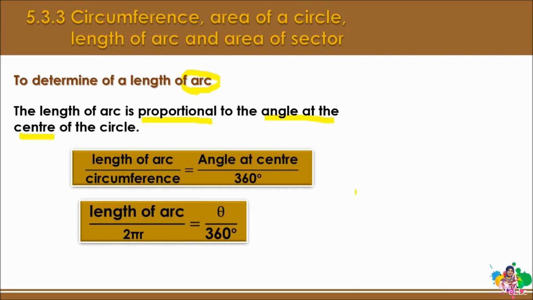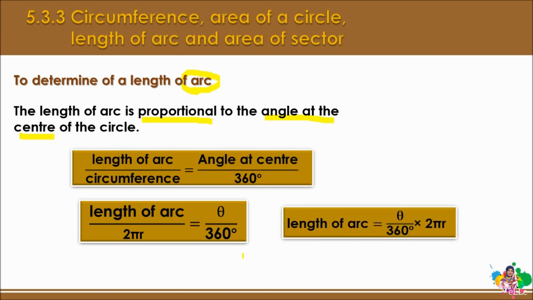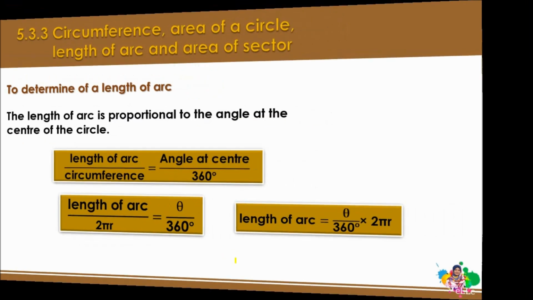Alright, so the length of arc over 2 pi r, because the circumference is 2 pi r, equals theta. This one is the symbol of theta, over 360 degrees. Therefore, length of arc equals theta over 360 times 2 pi r.